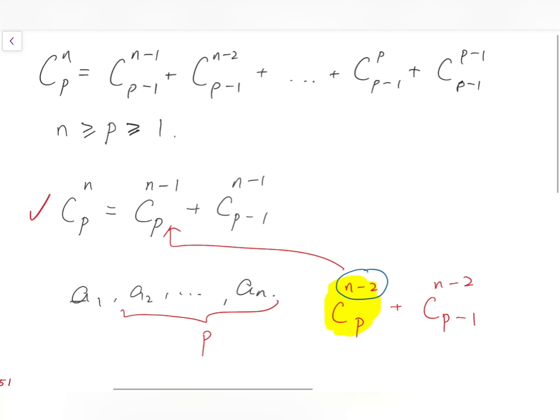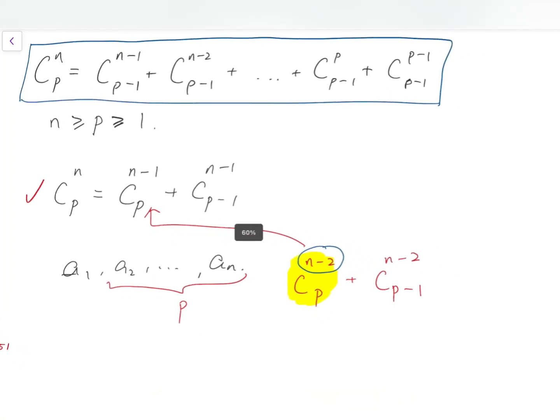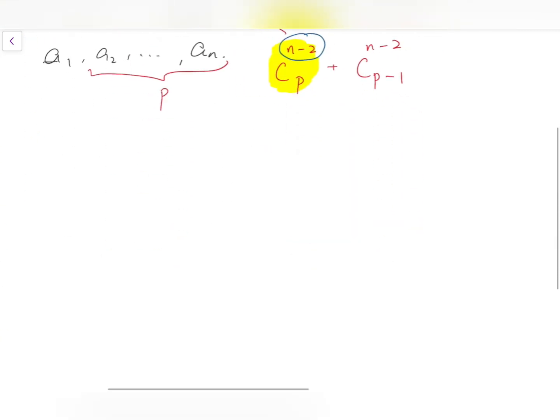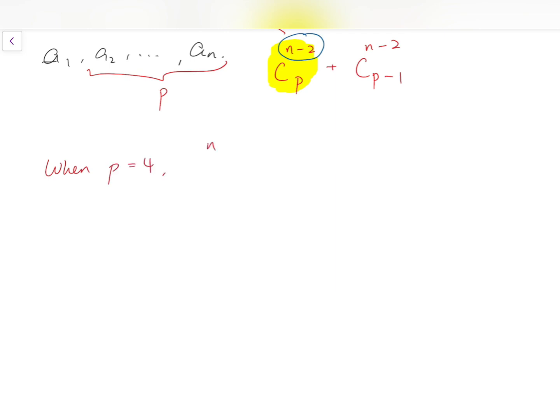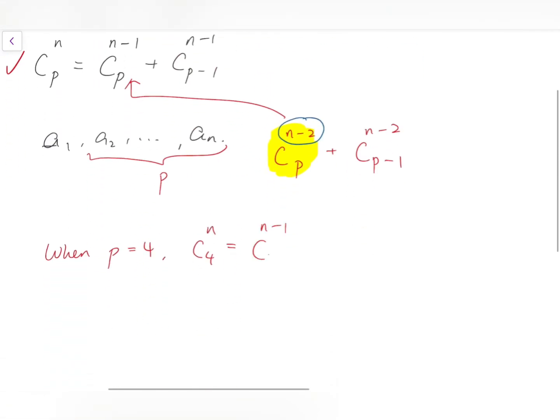Now, the second way to evaluate the previous sum, by using this result, is to take a look at what happens when p equals 4. When p equals 4, I can say that n choose 4 equals n minus 1 choose 3, plus n minus 2 choose 3, all the way down to 3 choose 3.